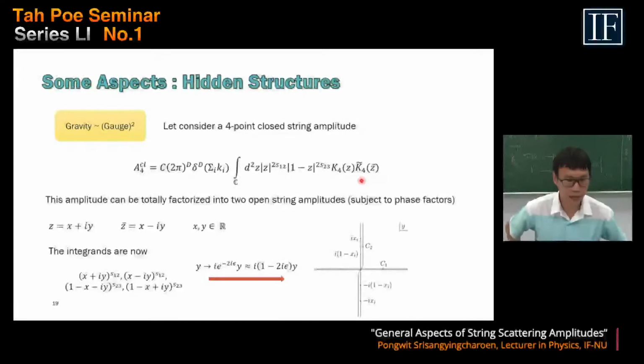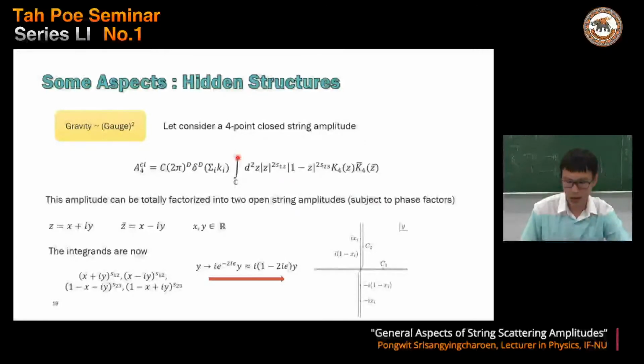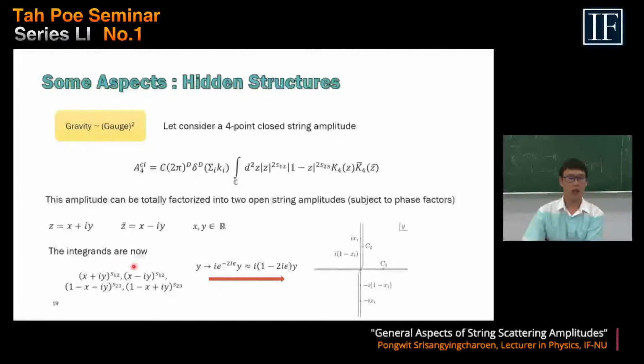Okay, and to transform this to the open string, as you may remember, the integral in the open string needs to be integrated over real variables. So in this case, I can rewrite z as x plus iy, and z bar is x minus iy, where x and y are real, right? But right now, the integrand z and 1 minus z will turn into x and y variables here.